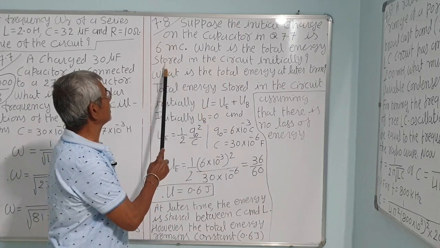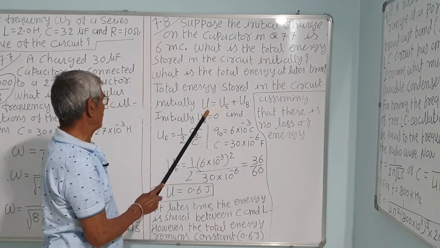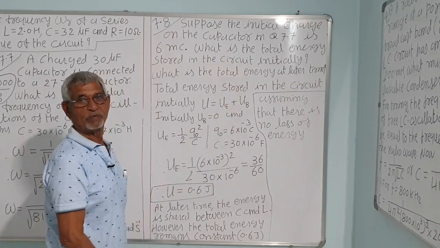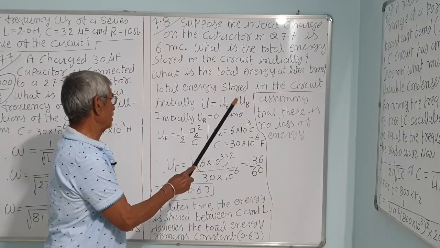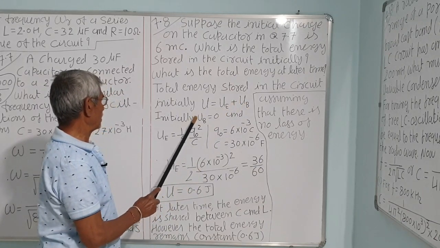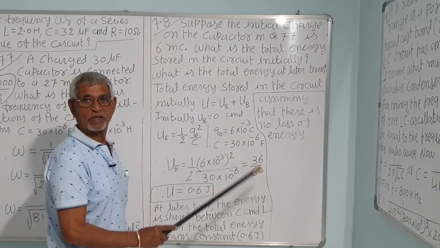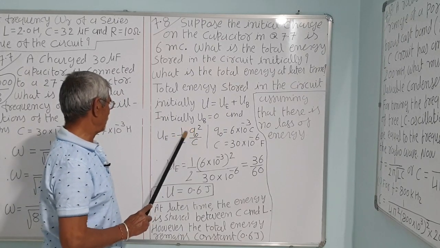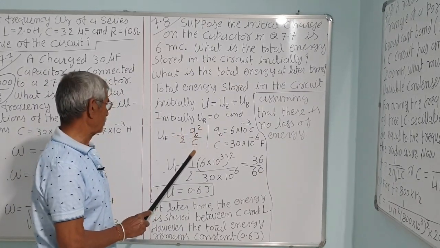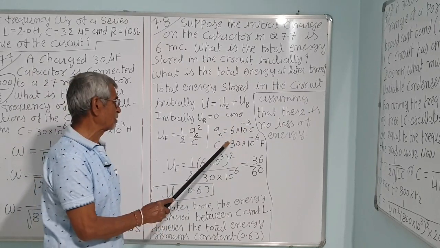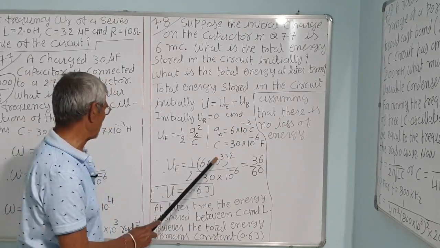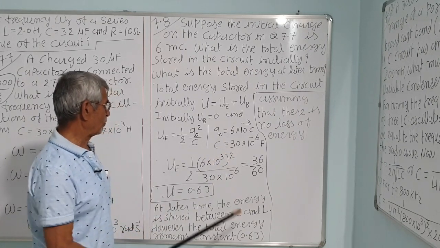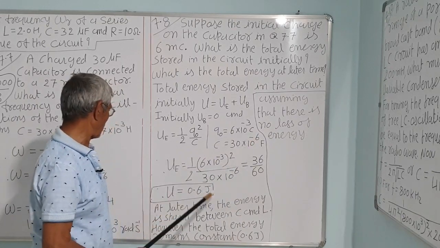So the total energy initially, U, is equal to the electrical energy UE stored in the capacitor plus UB, the energy stored in the inductor. Initially the capacitor is charged, so magnetic energy UB is 0. There is no magnetic field energy in the inductor. So UE is equal to half Q0 square upon C. Q0 is 6 millicoulomb, that is 6 into 10 raised to minus 3 coulomb, and the capacitance C is 30 microfarad, that is 30 into 10 raised to minus 6 farad.